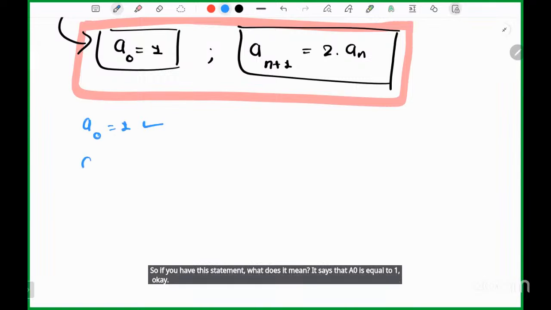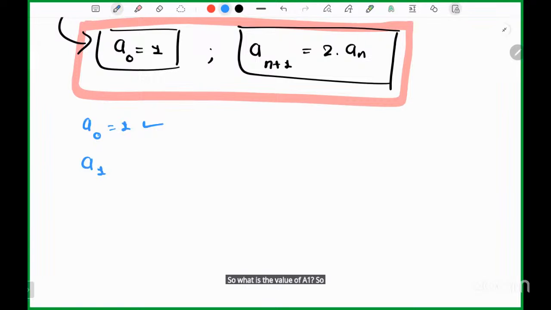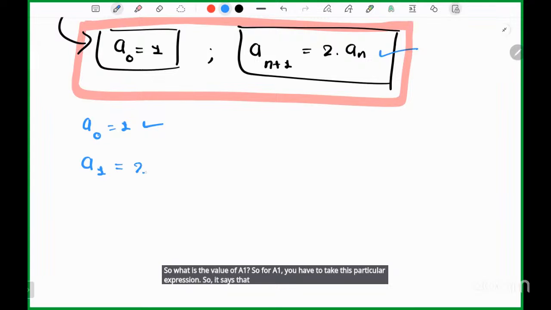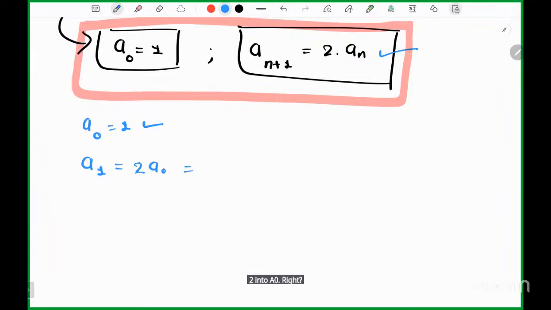So what is the value of a1? For a1, you have to take this expression. It says that a1 is 2 into a naught, right? So a1 is 2. What is a2? a2 is 2 into a1, which is 2 into 2, which is 2 square. What is a3? a3 will be 2 into a2, right?